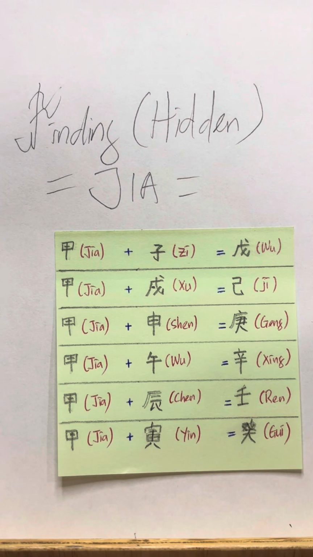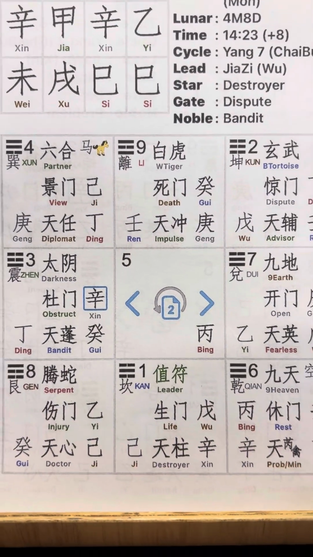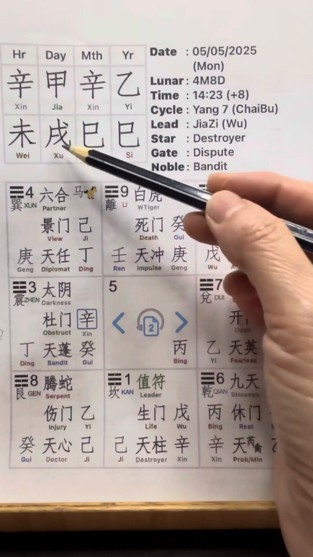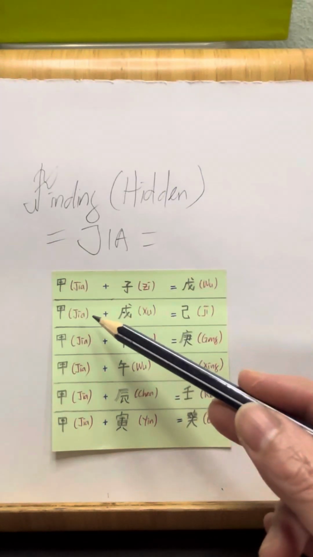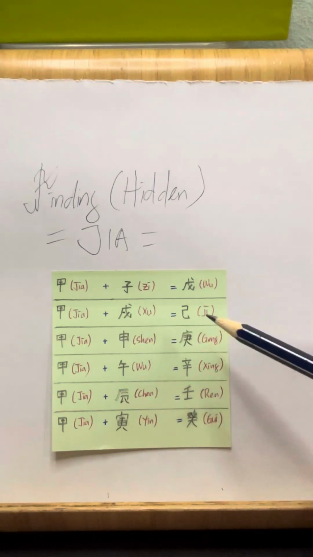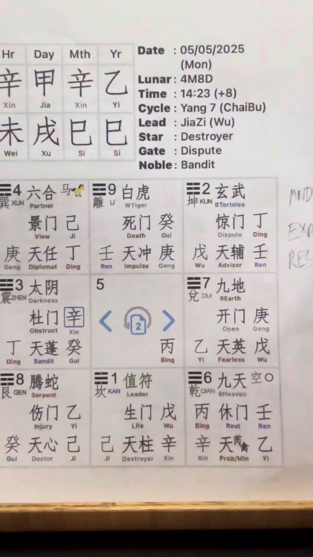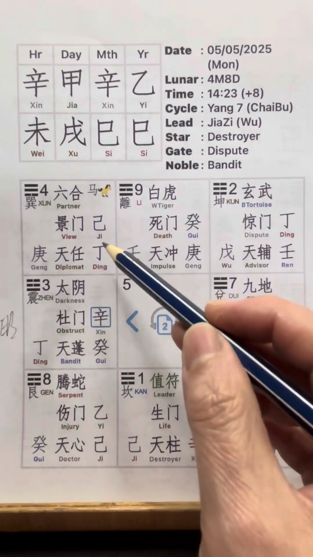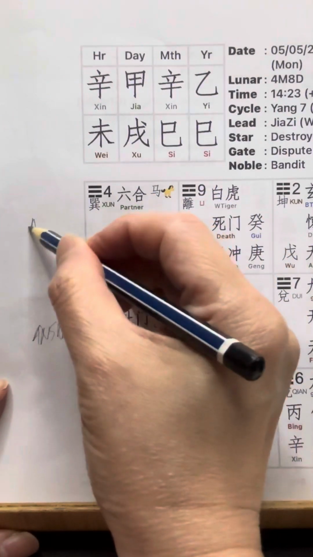So let's get back again to the chart. Where is Jia? You can see here, Jia combined with Xu. Jia combined with Xu can be found in Ji. So where is Ji in this chart? Ji is found in this box, box number 4. So Andy is here.